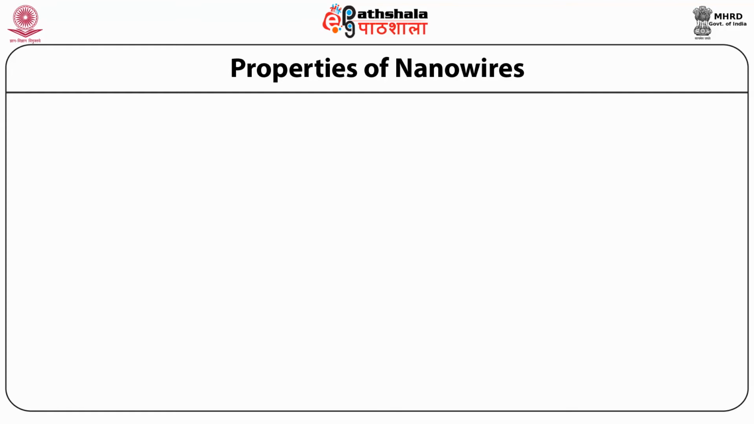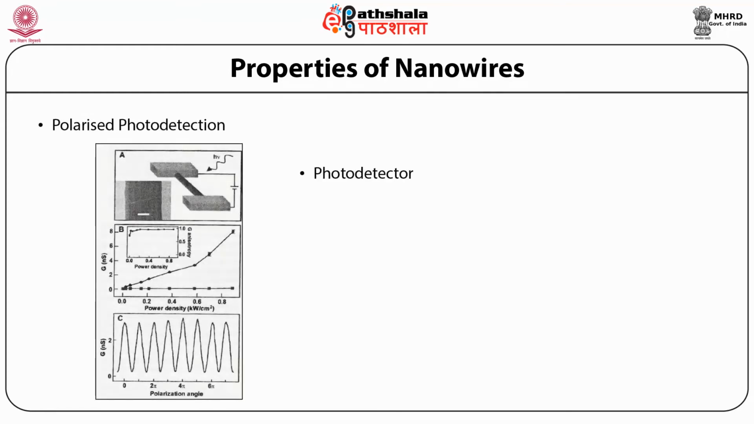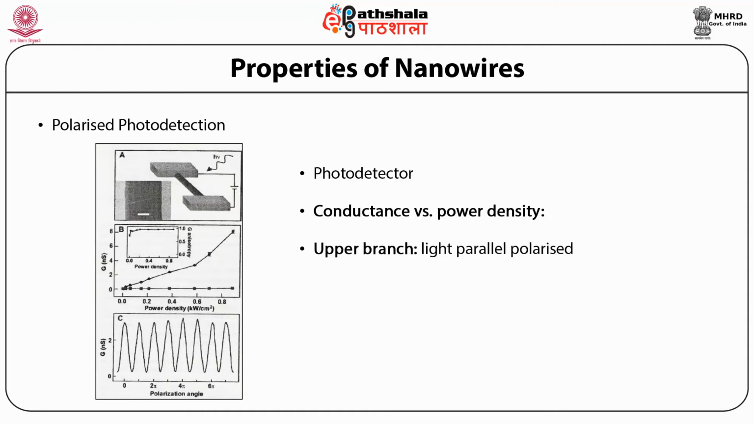So if we have the polarized photo detection, as the schematic is shown in figure A, we have the conductance versus power density variation shown over here. In the upper branch the light is parallelly polarized, in the lower branch the light is perpendicularly polarized, and the last graph shows the conduction variation versus polarization angle.